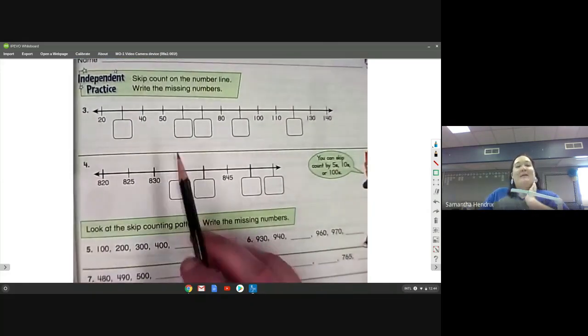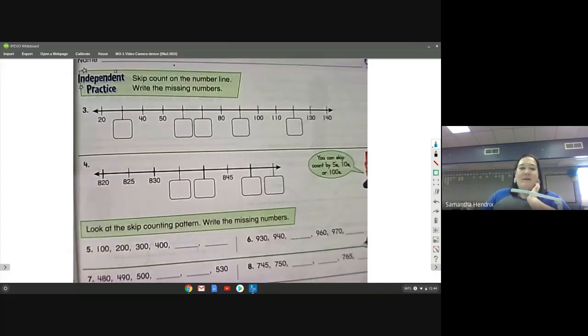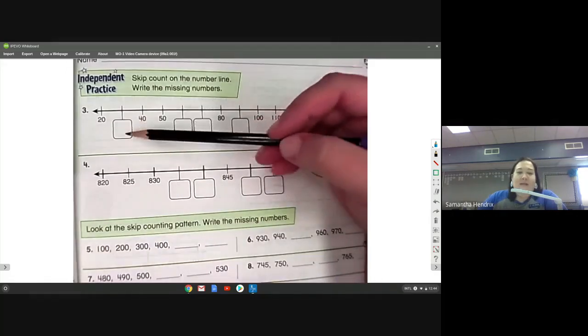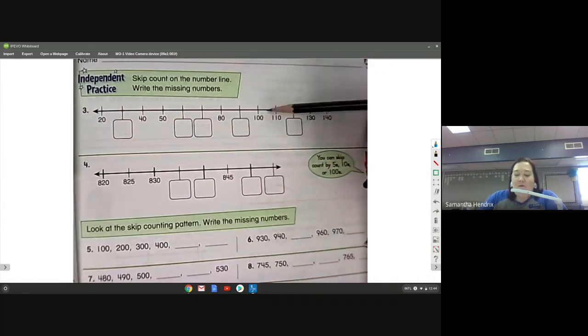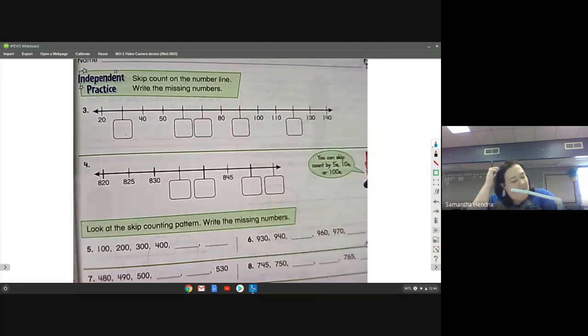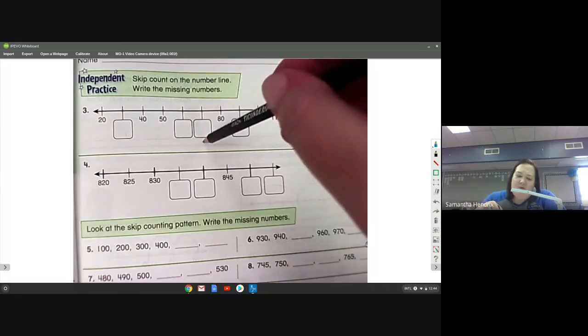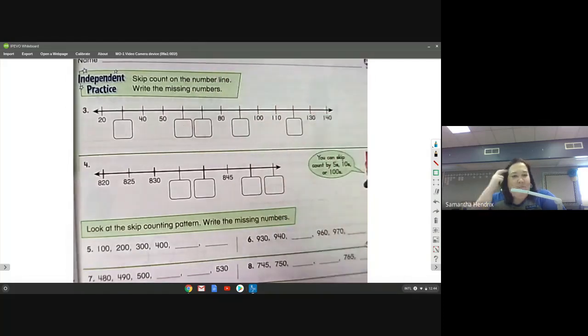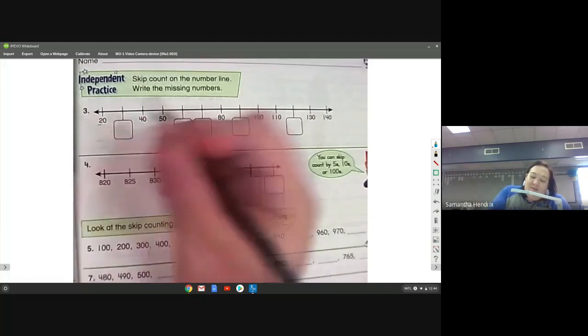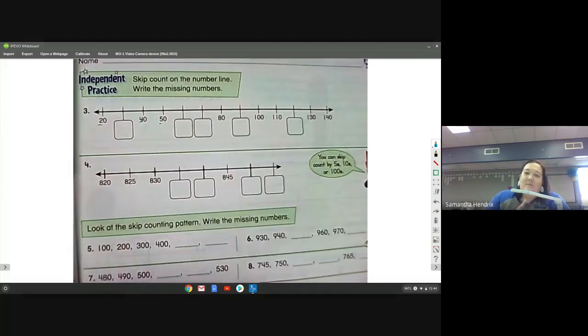Skip count on the number line, write the missing numbers. Okay, so we got to find our pattern. So we have 20, blank, 40, 50, blank, blank, 80, blank, 100, 110, blank, 130, 140. Now this lesson is skip counting by fives, tens, or hundreds. Are we skip counting by fives? No, because our ones digit isn't going 0, 5, 0, 5. We're not going by hundreds. So what are we going? We're doing tens. So that means our tens are going to increase by 1 every time.